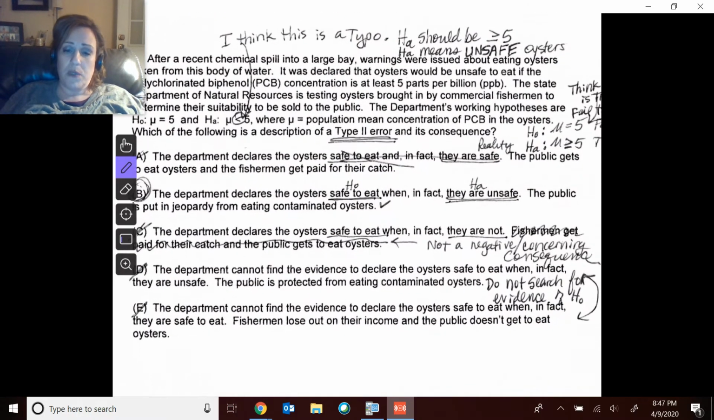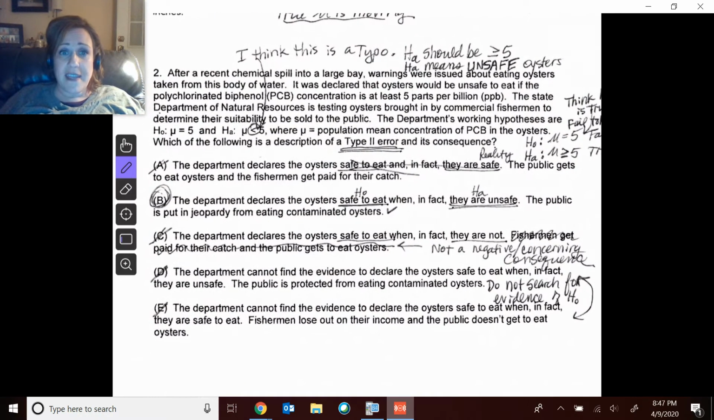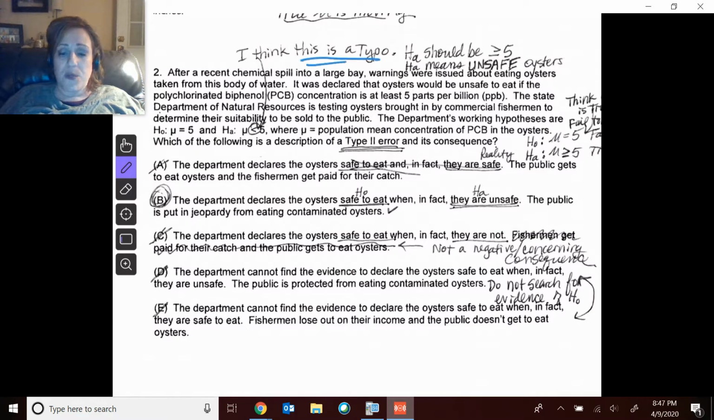All right, number 2. Okay, so this one, after doing this problem, I think that this is a typo. It was also a problem that I didn't intend on putting type 2 error or p-value, and I noticed at the end there were some p-value questions. But anyway, I think this is a typo because if you read here, it actually looks as though it's unsafe if they have at least 5 parts per billion. So that should actually be a greater than or equal to.